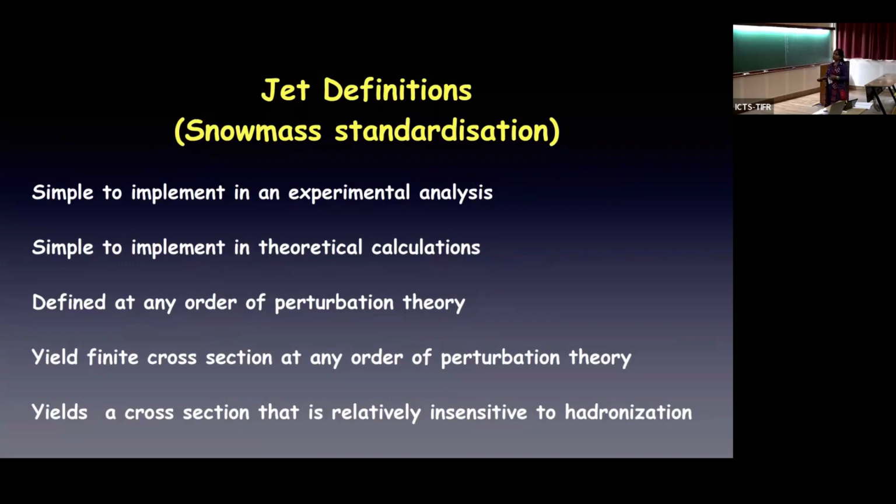They should be defined at any order of perturbation theory. So the divergences should be taken into account, and yield a finite cross section at any order of perturbation theory, and a cross section that is relatively insensitive to hadronization.